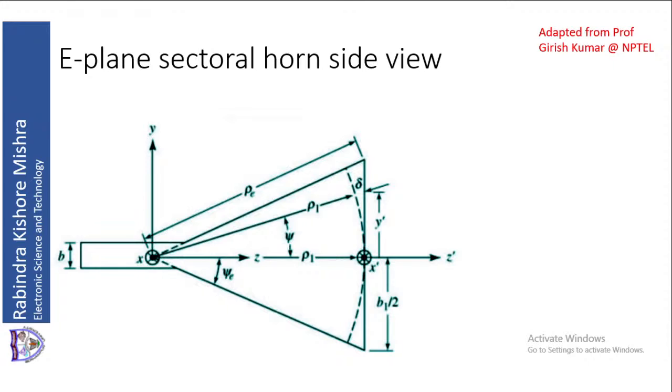Total is B1. So if I draw a horizontal line here along the z-axis, then from the z-axis down to the bottom of the expansion is B1 by 2. Similarly, up to the top of the expansion, it is B1 by 2, total is B1. So that you can see at the end.